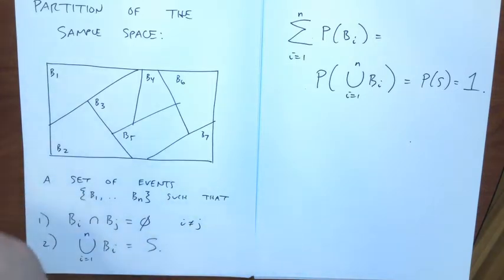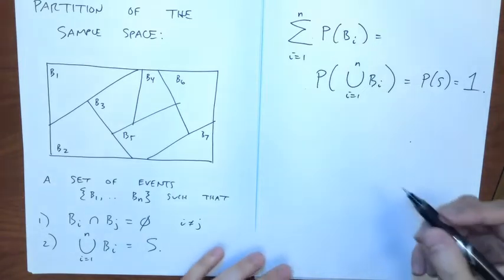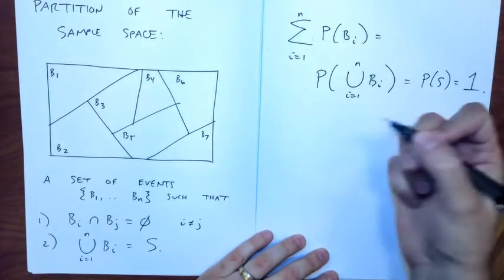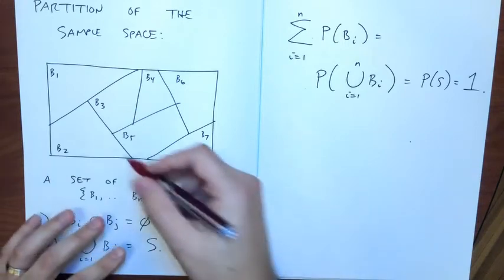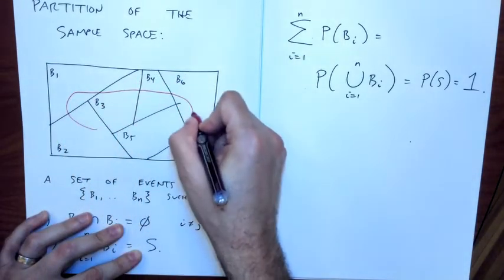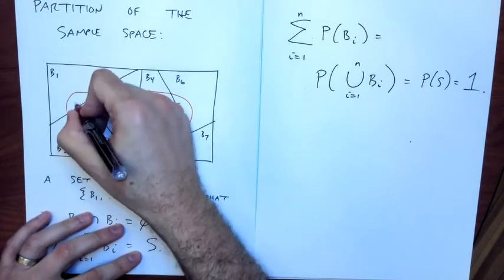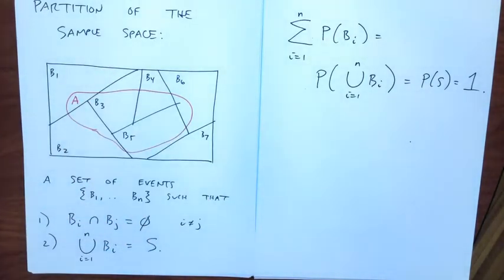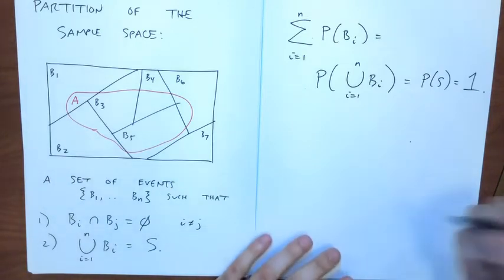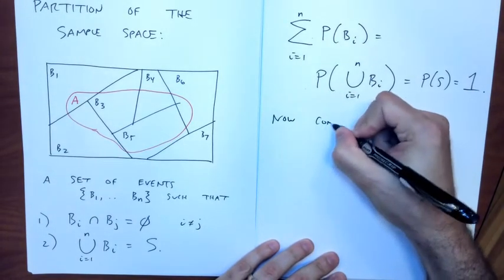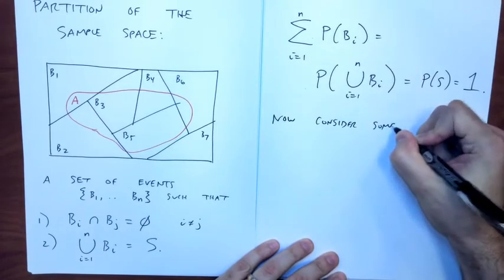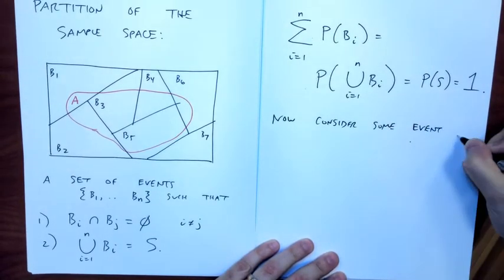Okay, so now what we're going to do is consider some event in the sample space and think about how it may intersect with this partition, okay? So I'm just going to draw it on top of here. Let's suppose now I have some sort of event A, okay? So now I consider some kind of arbitrary event A, okay?